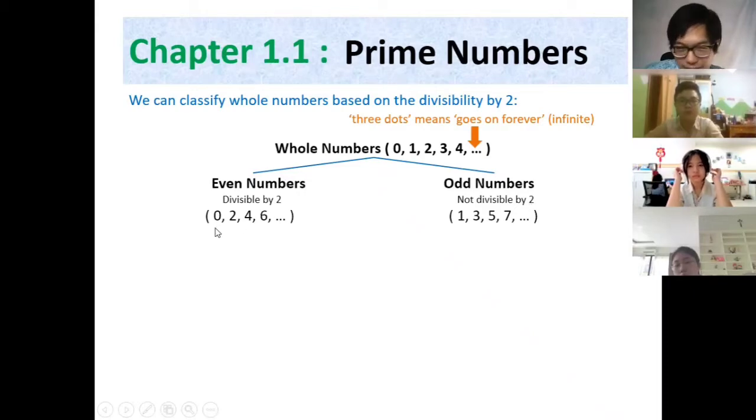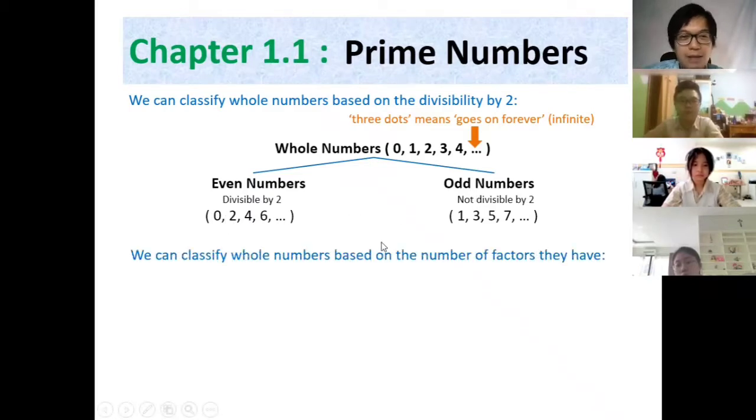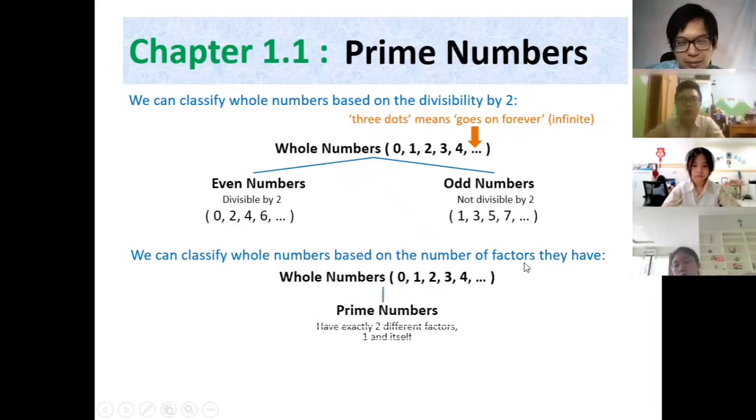0 is an even number. So for those who still get confused, is 0 even or not? Yeah, 0 is even because it can be divided by 2 easily. And we can classify numbers based on the number of factors. So this will be the prime number and composite number. Okay, prime numbers 2 3 5 7 have exactly 2 different factors, 1 and itself, as can be said.